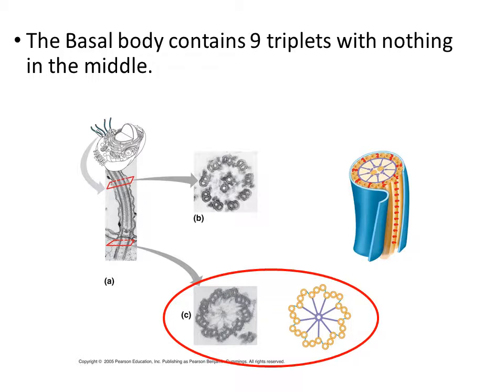Now we will look more closely at the detailed structure of the cilia and the flagella. Just like the centriole, which had a certain arrangement of microtubules, the basal body, the attachment of the cilia and the flagella, contains a specific arrangement of microtubules. You will see 9 triplets arranged in a circle with nothing in the middle.